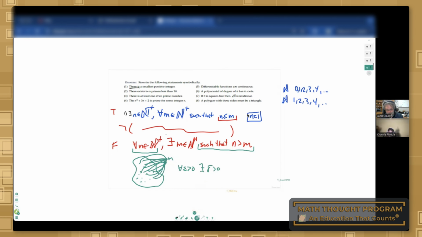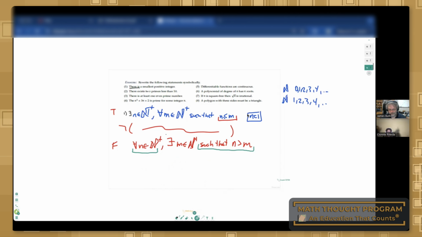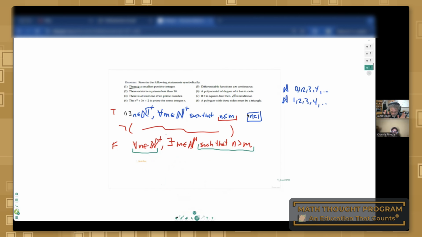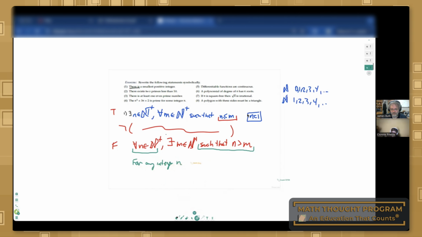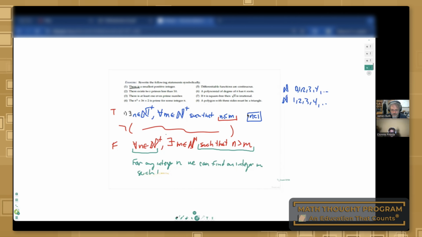Okay, now let's take the negation and let's just see if we can articulate it. And we could do just a strict transliteration. Bad on English, but good on the math. So for any integer n, we can find an integer m such that n is bigger than m.